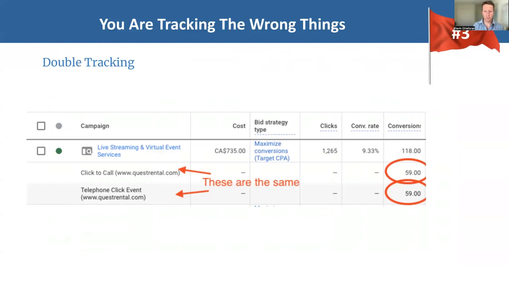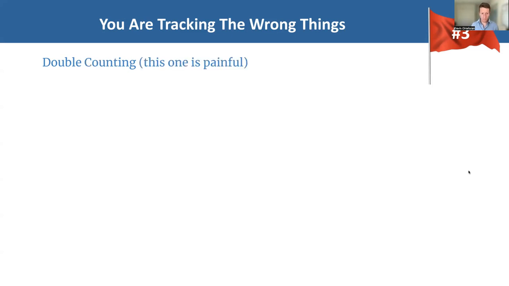The next thing I see is people that are double tracking. This one looked kind of good, and we had 118 conversions, but what happened was they were actually tracking the calls twice. You can see the number on the right-hand side is the same, 59, 59. Unless you drill down into it and split it out, you don't know. They just couldn't see that there was a problem here. So really, we're cutting the leads in half, and we need to make sure that we're not tracking the same things.